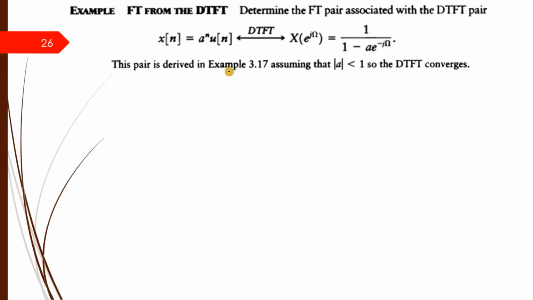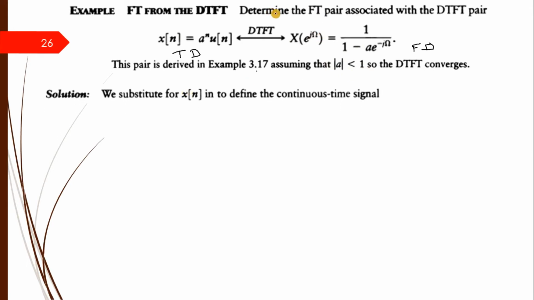So x of n is equal to a raised to n u of n. The DTFT pair has been given. So this is the equation, the time domain signal, and this is the frequency domain signal. So this is given actually. Now, this has been derived using an example of the third chapter, which we have already done, assuming a less than 1. So now what we have been asked is to find the equivalent FT pair for it.